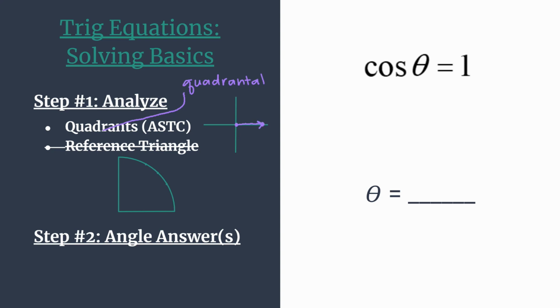And just to be sure we consider it, there's no other place where we have a positive 1 horizontal movement. So this is our only angle answer here. Again, we're skipping through. We don't have any reference triangles because we're dealing with a quadrantal angle as our answer. And now we're ready to go on to step 2. Let's state our angle answer.